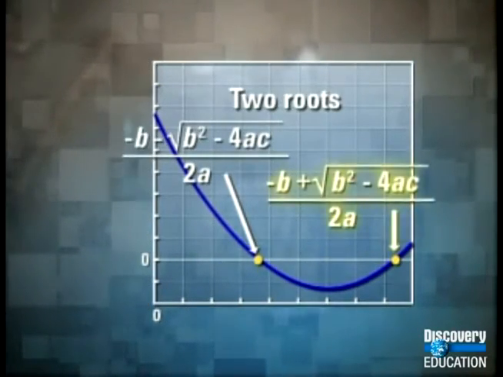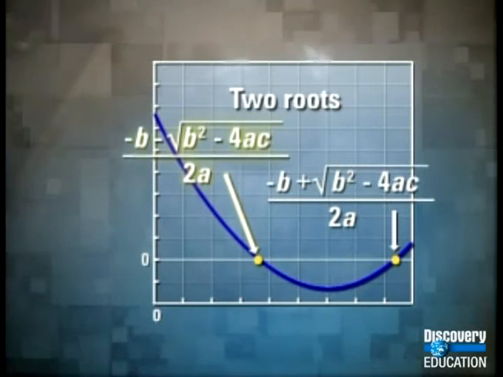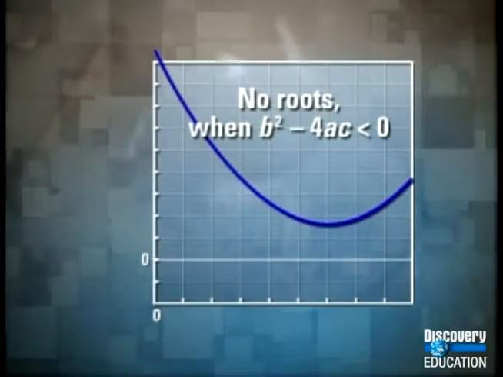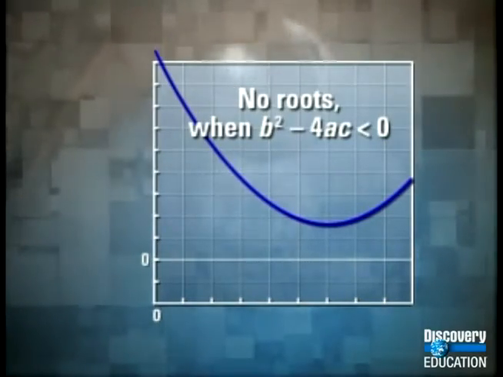If the discriminant were positive, there would be two roots, one adding and one subtracting the radical part of the formula. And if the discriminant were negative, there would be no real roots.